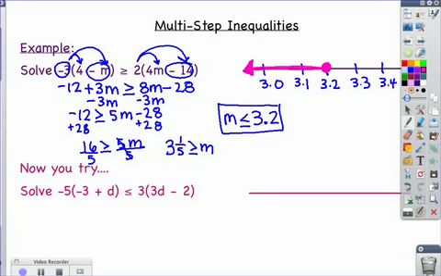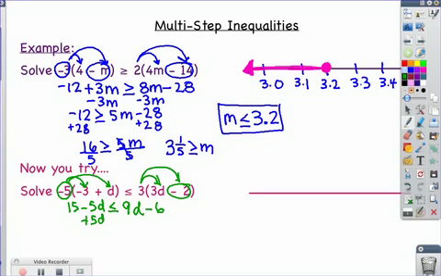We distribute negative 5 to negative 3 in positive d, which gives us positive 15 minus 5d is less than or equal to, we distribute 3 to 3d and negative 2, so we get 9d minus 6. I have d's on both sides, so I'm going to add 5d to both. So I have 15 is less than or equal to 14d minus 6. Add 6 to both sides. 21 is less than or equal to 14d.